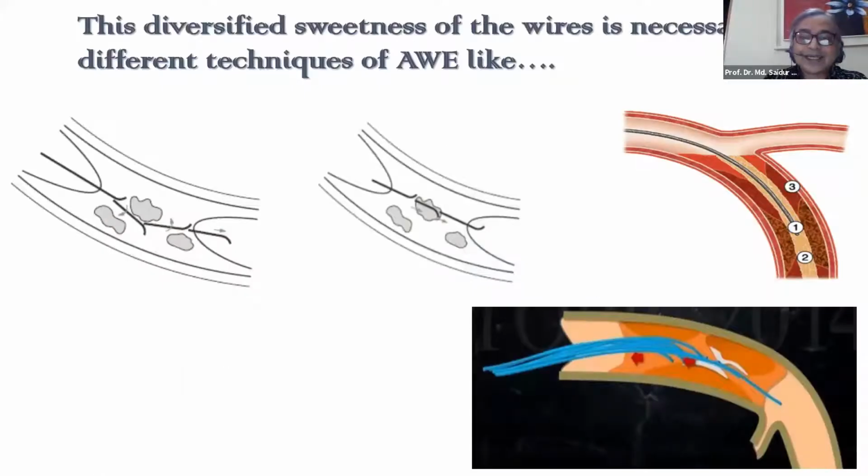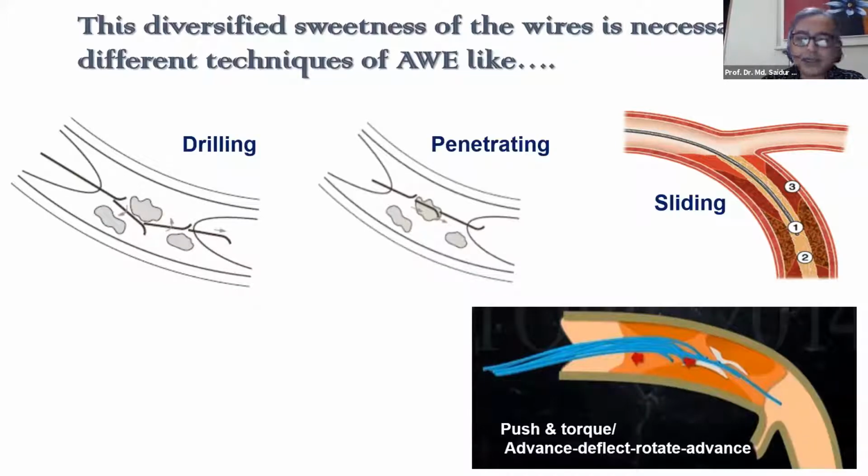And these are the techniques for antegrade wire escalation. There are four basic techniques: drilling, penetrating, sliding, and push on track or push on torque, like the through-and-through as it works with the Gaia series of wires. Sliding is the easiest one, and for younger CTO operators it is very helpful.